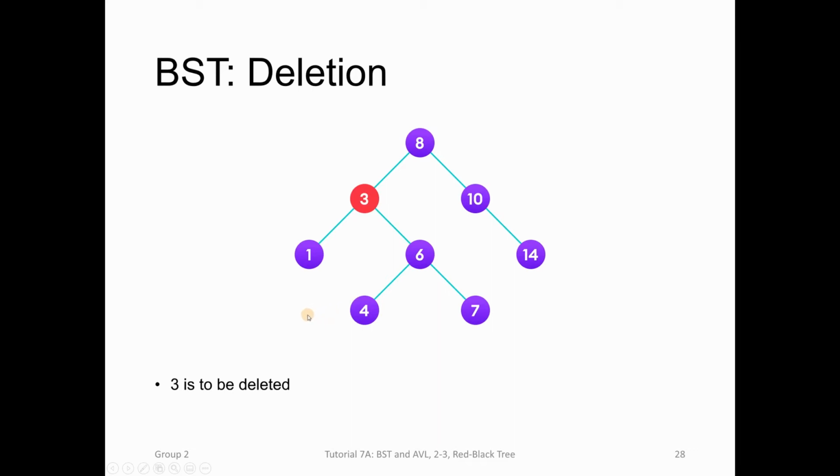If we want to delete node 3, node 3 will copy the value of the in-order successor 4 to the node. Delete the in-order successor.